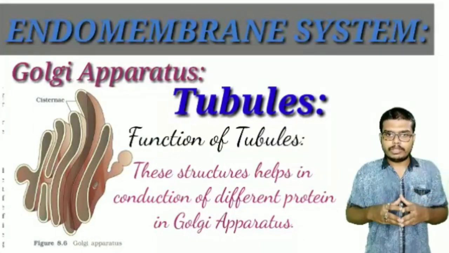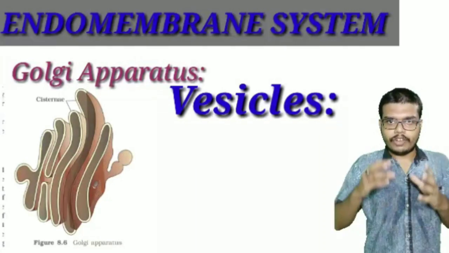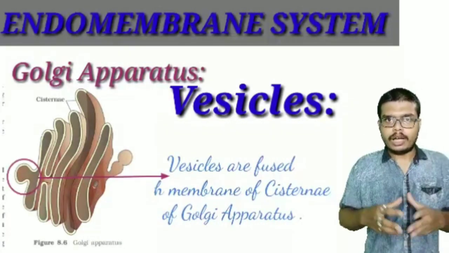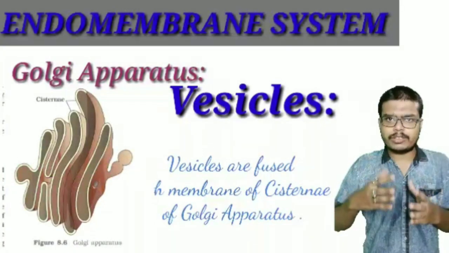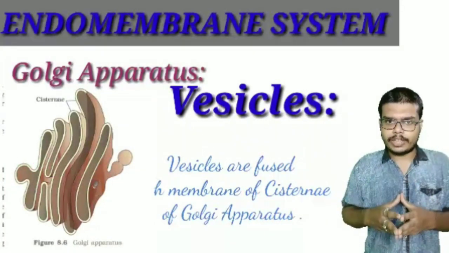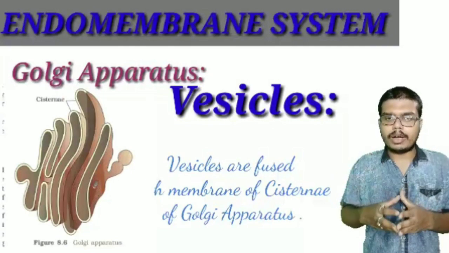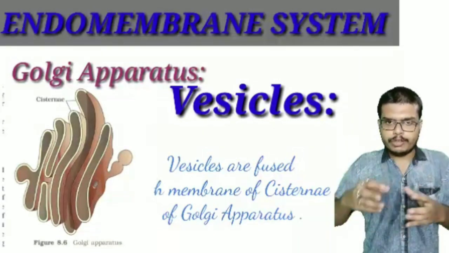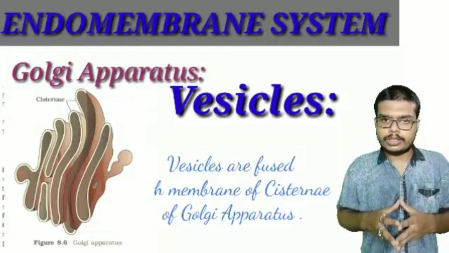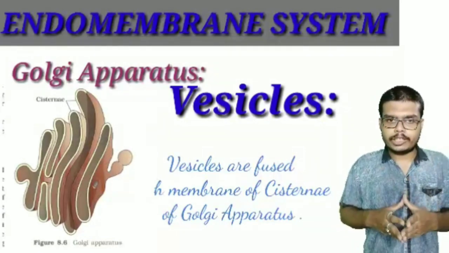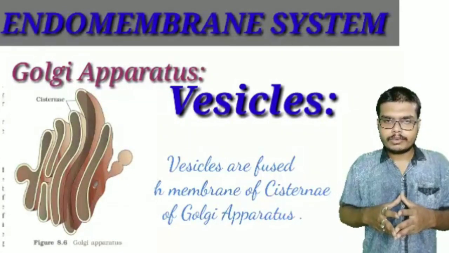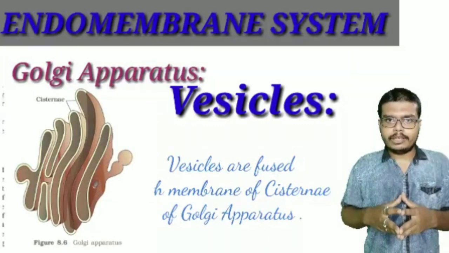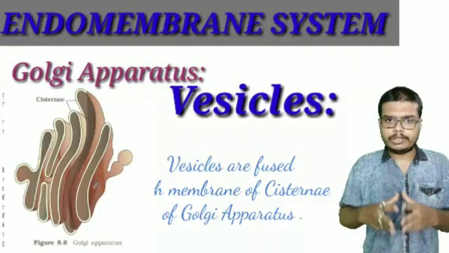Then I will discuss the vesicles. In this diagram, look at this. The vesicles are fused with the membrane of the Golgi apparatus, or the phases of the Golgi apparatus. These are known as vesicles. These usually release proteins, and some discharge vesicles are helpful for that. So now we will proceed again with the Golgi cisternae, tubules, vesicles.